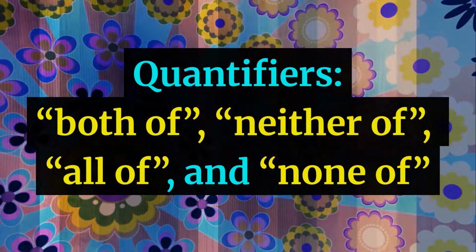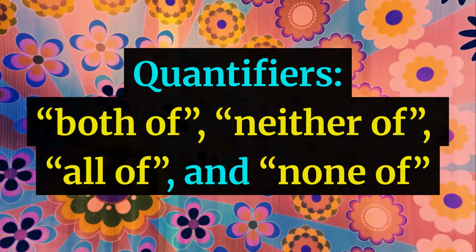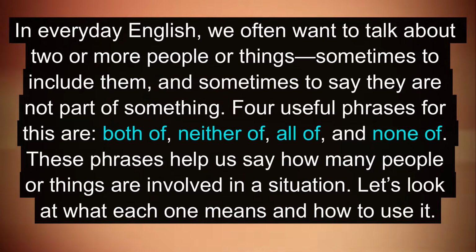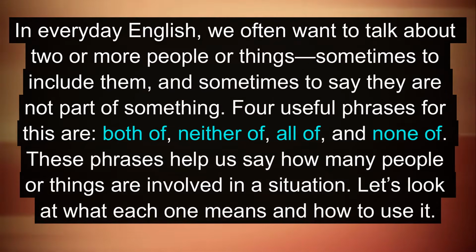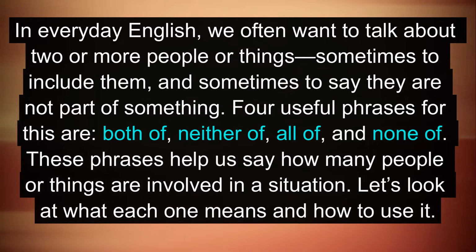Quantifiers: both of, neither of, all of, and none of. In everyday English, we often want to talk about two or more people or things, sometimes to include them, and sometimes to say they are not part of something. Four useful phrases for this are both of, neither of, all of, and none of. These phrases help us say how many people or things are involved in a situation. Let's look at what each one means and how to use it.